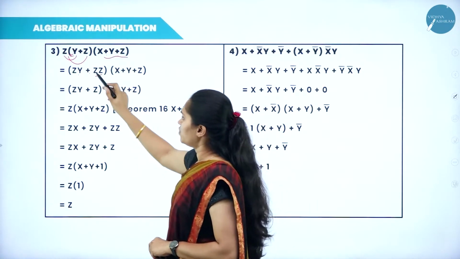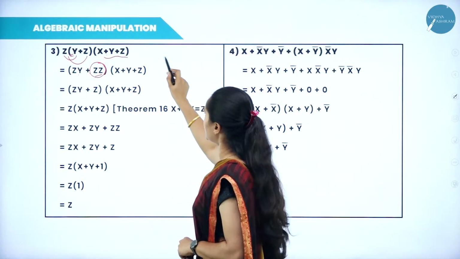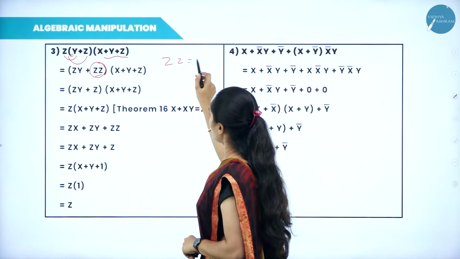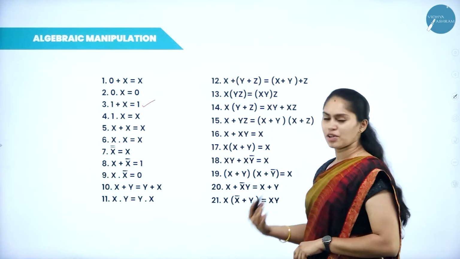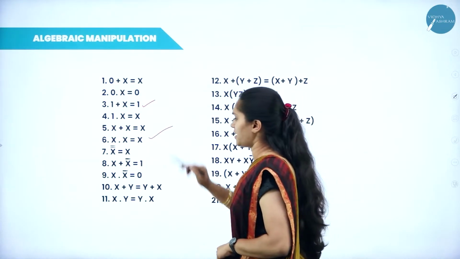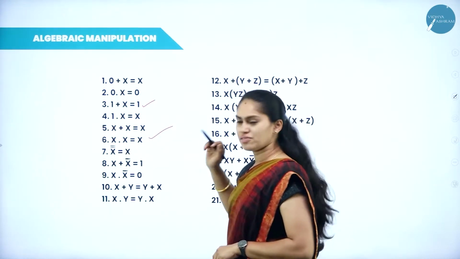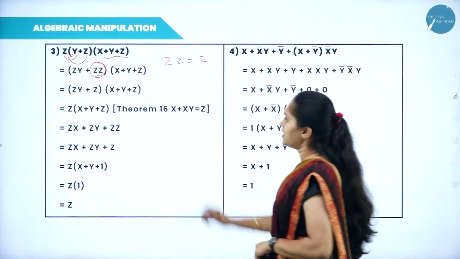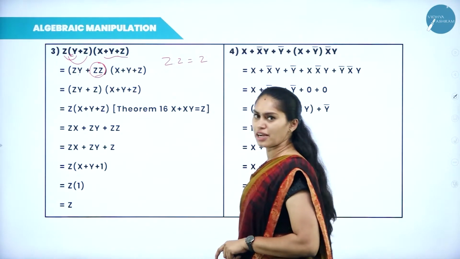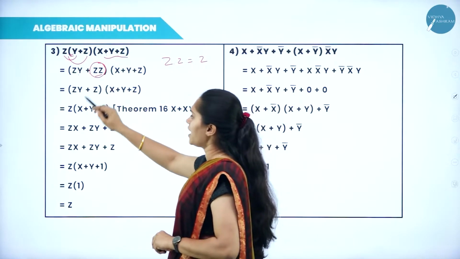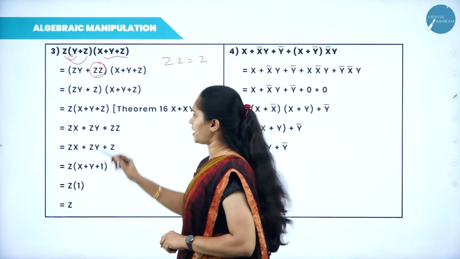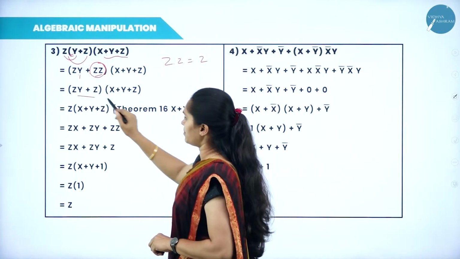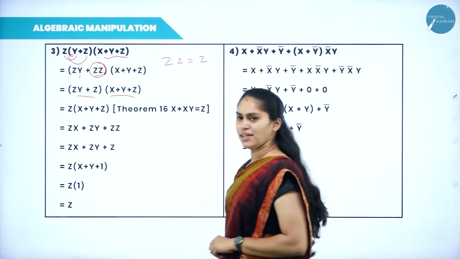After that, we know this rule, z into z. We are going to get z only, by using which theorem? That is theorem 6: x into x is equal to x. In the same way, z into z is equal to z. So instead of writing zz, I am just going to write it only one time. So zy plus z will be as it is, and the remaining value will be as it is.